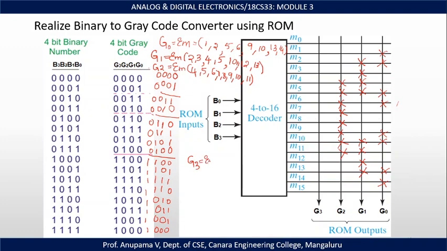Now write the equation for G3. G3 is equal to summation m of, go to the G3 column, find the ones and write the respective minterms, that is 8, 9, 10, 11, 12, 13, 14 and 15. So in the G3 line of the ROM, draw X against M8, M9, M10, M11, M12, M13, M14 and M15. This is how we implement the binary to gray code converter using ROM.